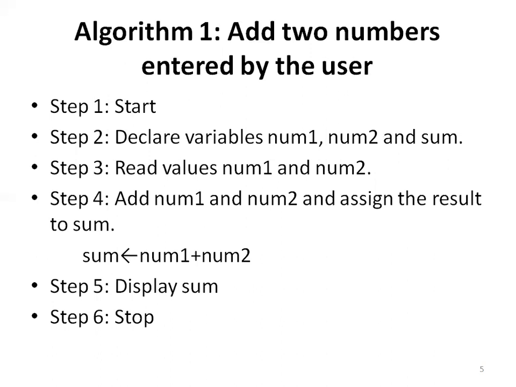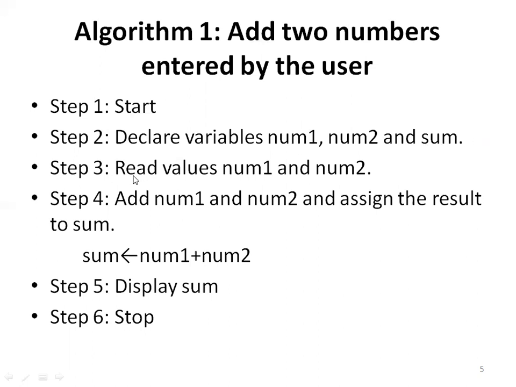This is one of the examples of an algorithm for adding two numbers entered by the user. So here the problem is to add two numbers entered by the user. And we know that algorithm is the step-by-step way of writing the solutions of the problem. So the solution is written here in a step-by-step manner. First step is start. Second step is declare variables num1, num2, and sum. So here num1 and num2 are the variables where the numbers entered by the user will be stored, and sum is the variable where the result of the sum will be stored. So here num1, num2, and sum are declared.